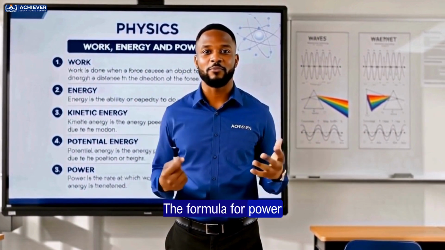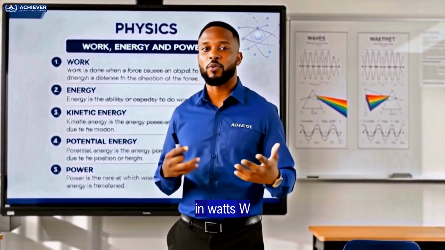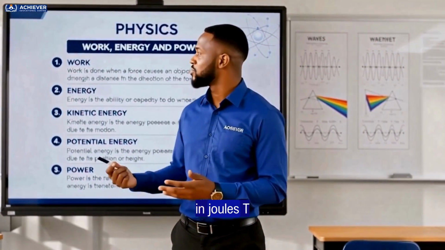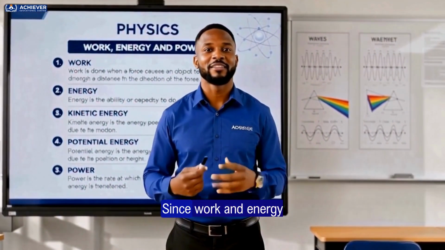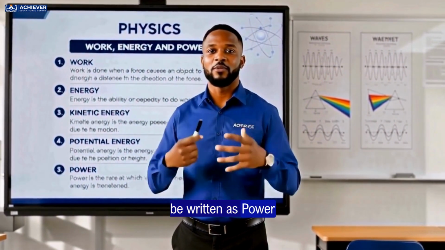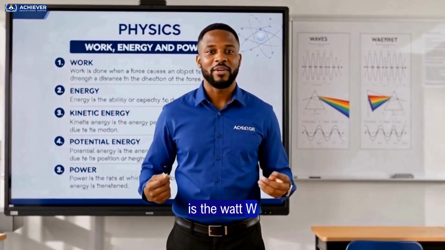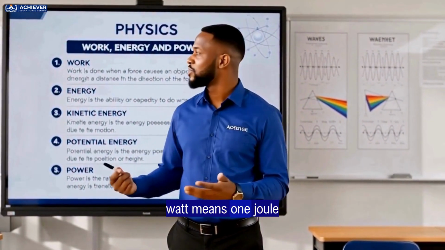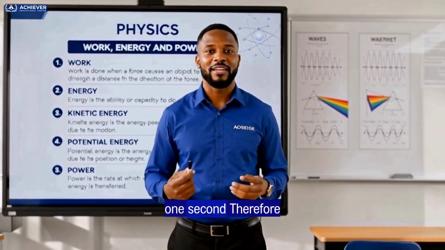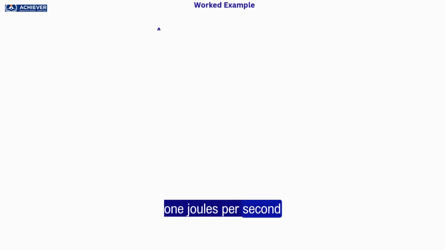The formula for power is P = W / t, where P is the power in watts, W is the work done in joules, t is the time in seconds. Since work and energy have the same unit, power can also be written as power = energy over time. The SI unit of power is the watt, W. 1 watt means 1 joule of work done in 1 second. Therefore, 1 watt = 1 joule per second.